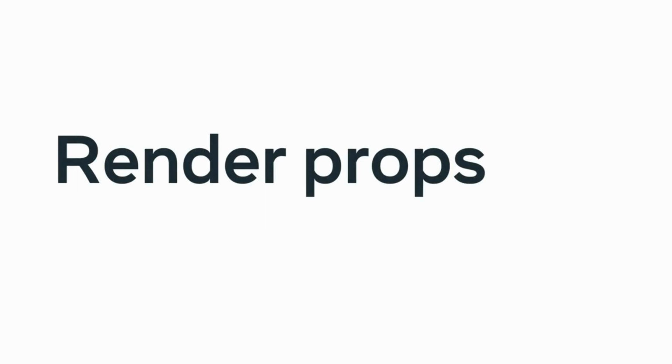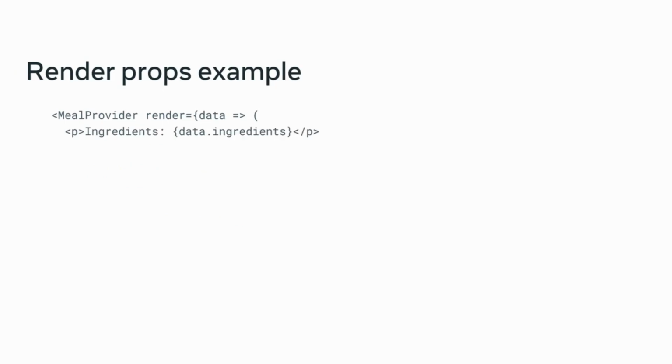The render props technique is so appropriately named that it's almost self-explanatory. It's about using a prop called render with a particular attribute that it has to be a function. To be more precise, a component with a render prop takes a function that returns a React element and calls that function inside its render logic. For example, a meal provider component could use this pattern.